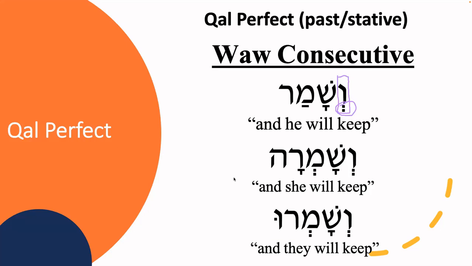Okay. So the vav there will just let you know that it's outside of the story or something? It's called a consecutive, to say, and this happened. I see, right. Yeah.